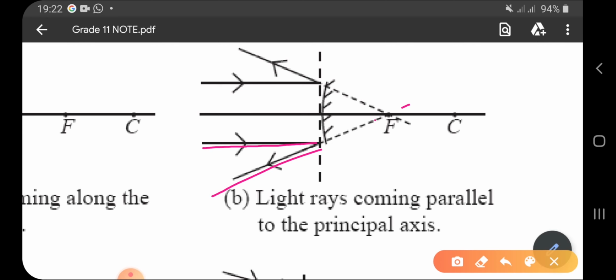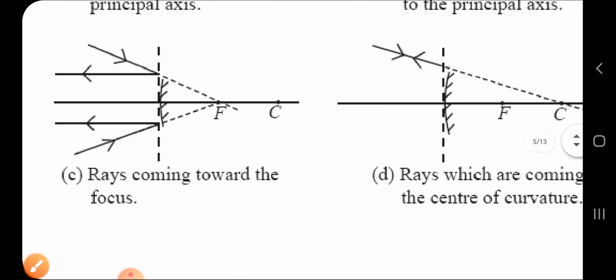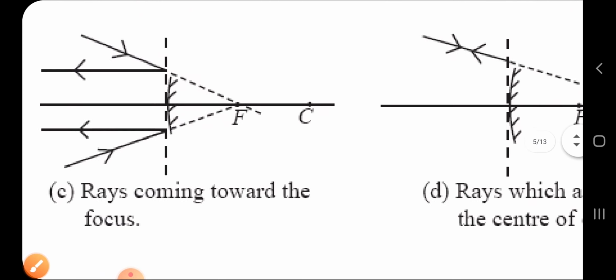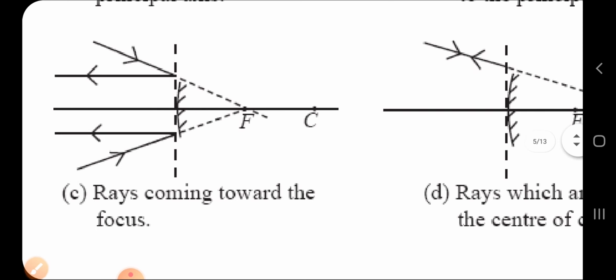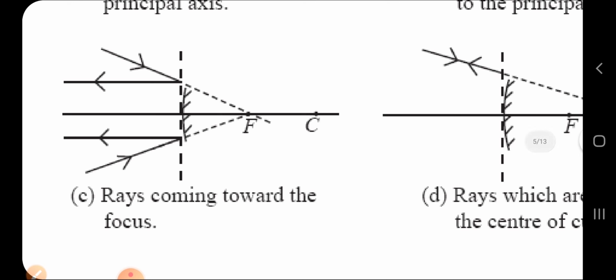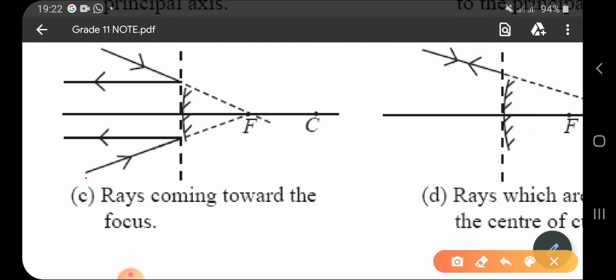The same applies for the part C rule, that is when a light ray comes as if it is hitting the focal point, it will go as a parallel line towards the principal axis. So these are the 4 main basic rules which you need to draw ray diagrams, right?